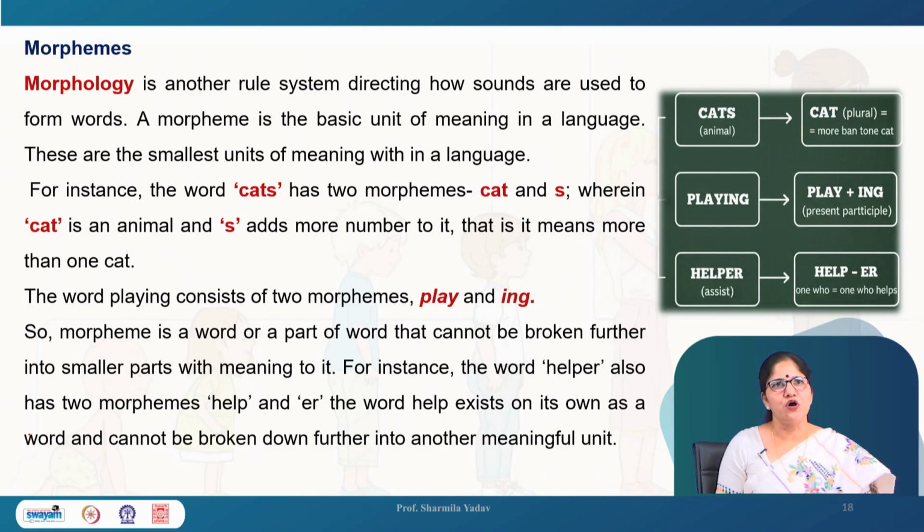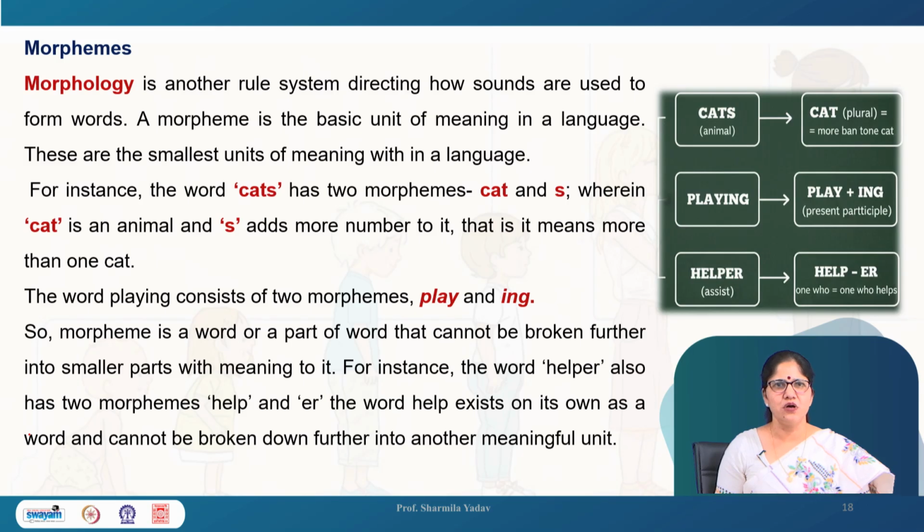Now we will see morphemes. Morphology is another rule system directing how sounds are used to form the words. A morpheme is the basic unit of meaning in a language. These are the smallest units of meaning within a language.